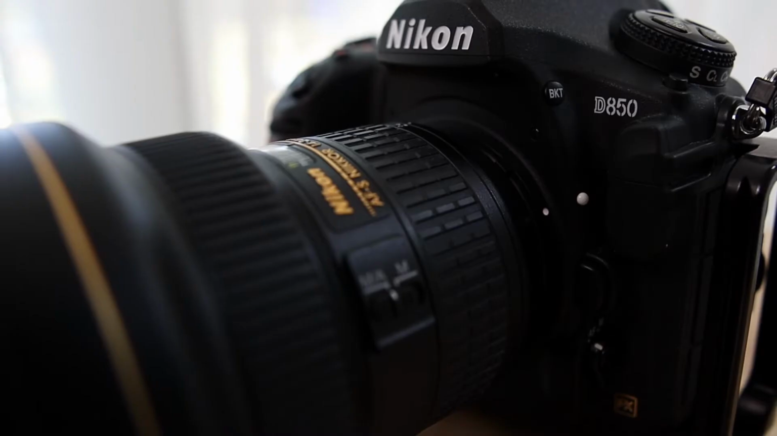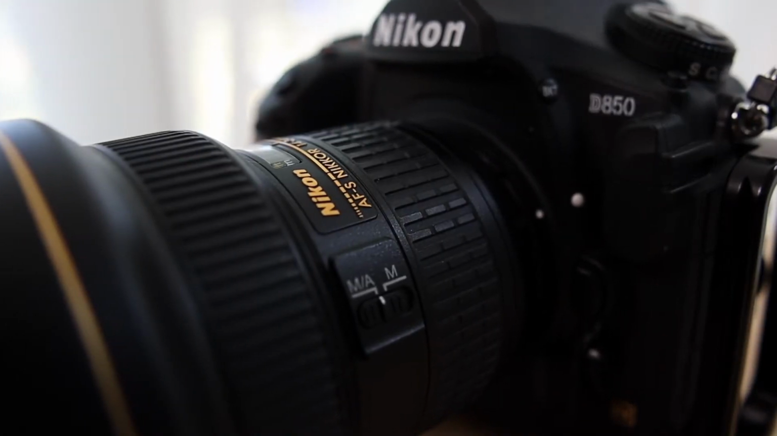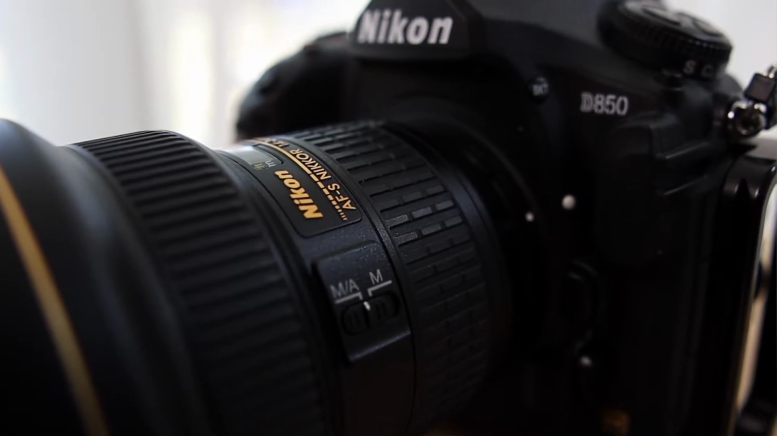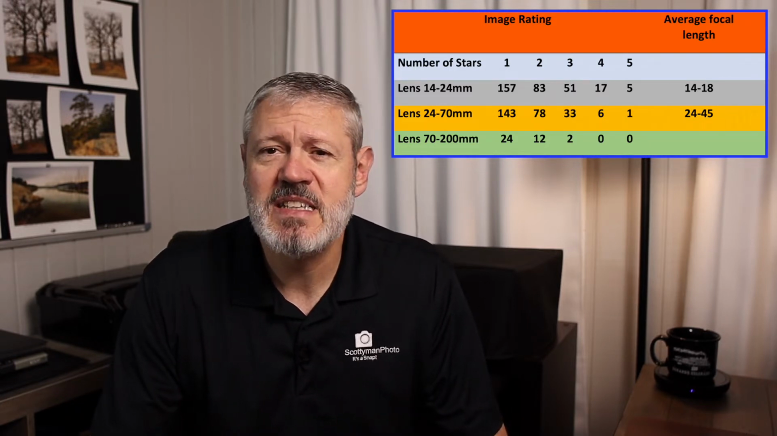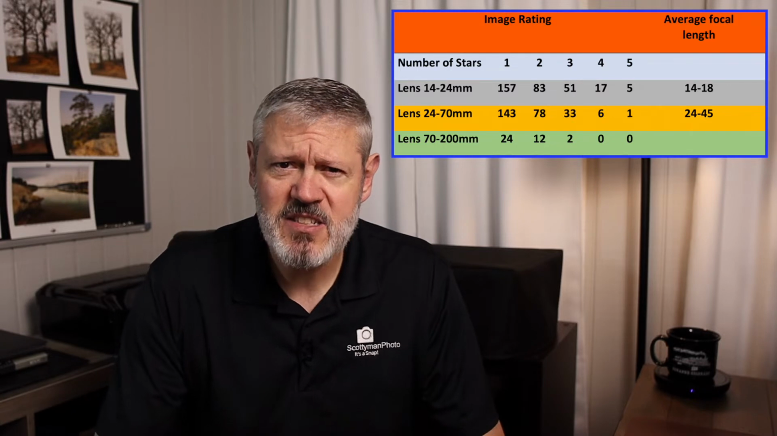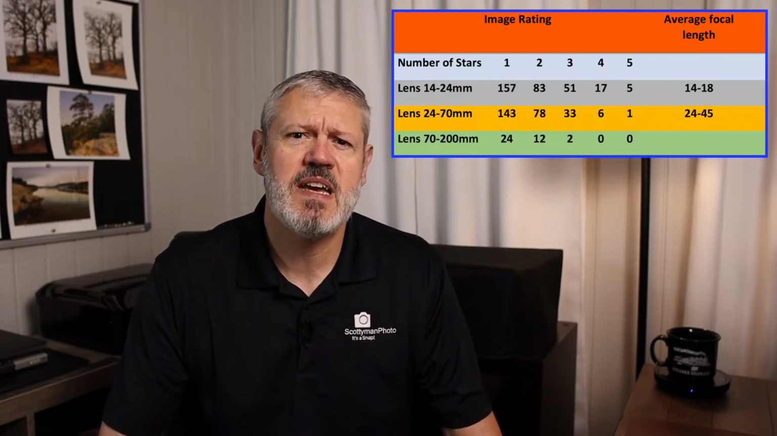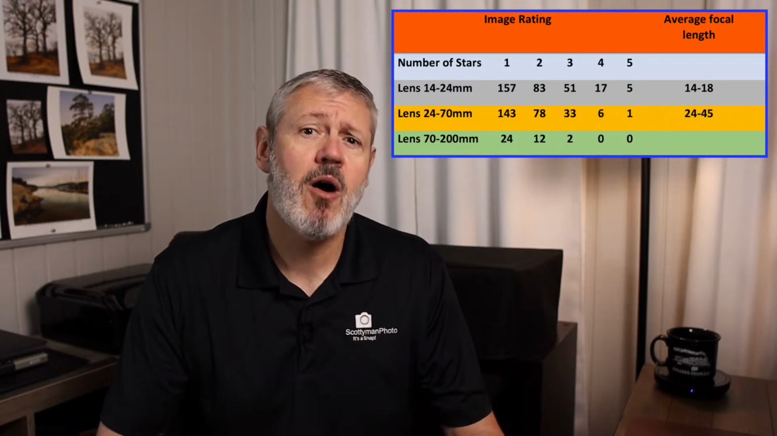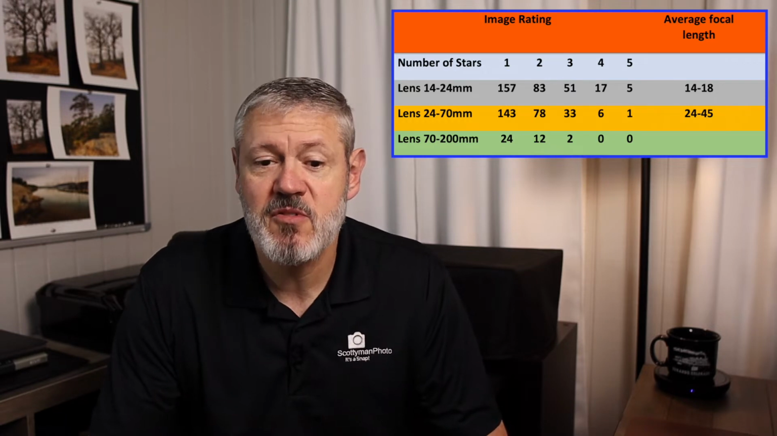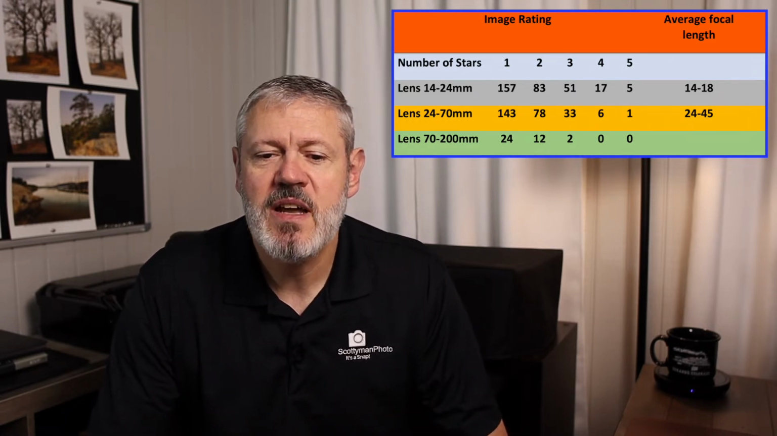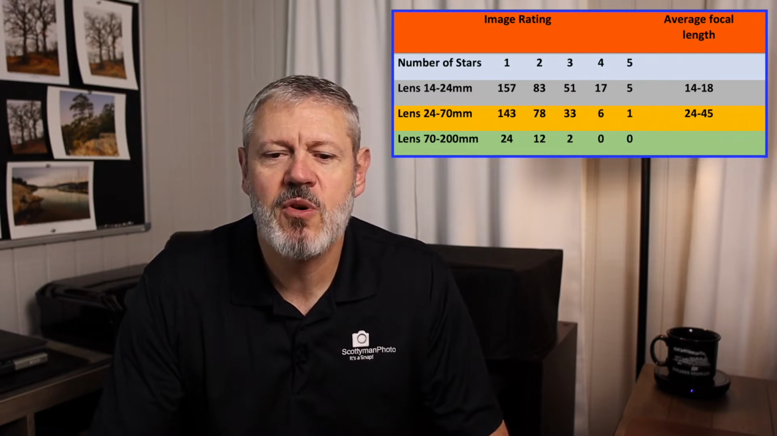I guess the takeaway for me is that the 14 to 24 is not only the lens I use the most often, the focal range that I use the most often, but when I further break it down, my average focal length on the 14 to 24 on the 4 and 5 star images is 14 to 18 millimeters. So that's typically the focal range that I'm shooting in for the images that I hold in the highest regard. Now on the 24 to 70, I've got several images in the 4 to 5 star range, and that focal length is 24 to 45.